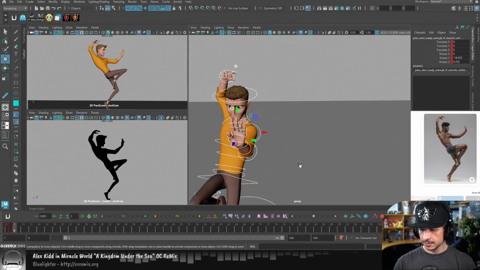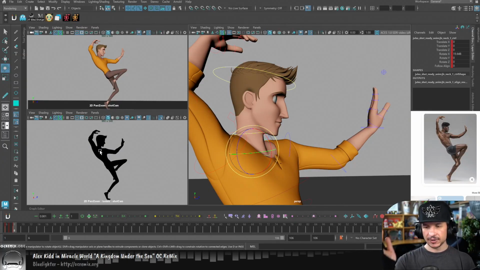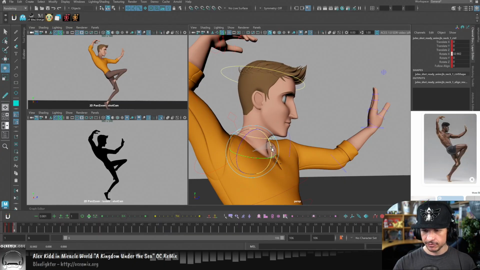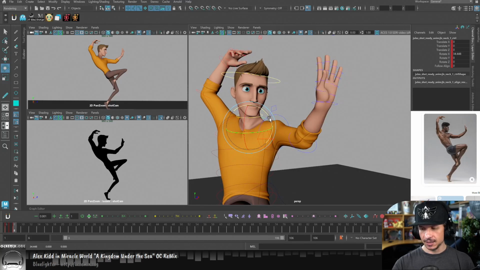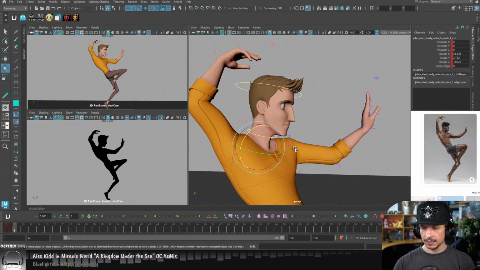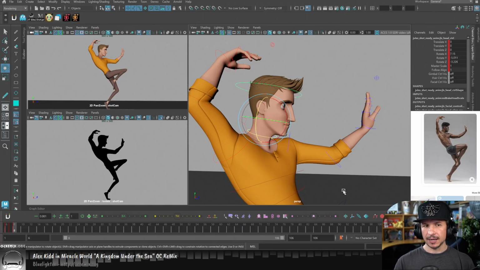So let's do that. Part of it is the neck. The neck is just straight up and down and is breaking that flow of the pose. So I'm going to push that forward a little bit. And you'll notice that he has a very long neck. You'll see this on many, many rigs. That's not necessarily a bad thing, but depending on the camera angle, it can feel a little odd.